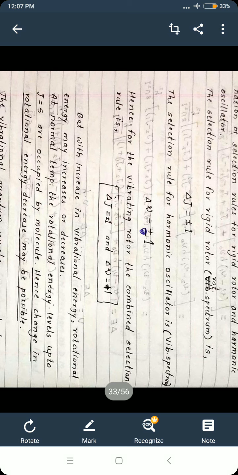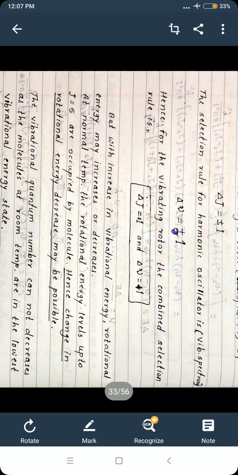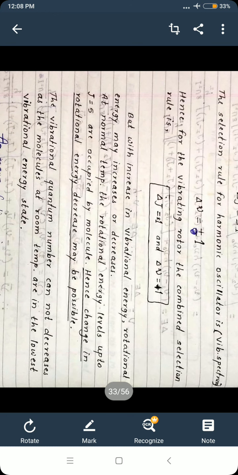Similarly, for vibrational, delta v is also plus or minus 1. But here, remember that during excitations, with an increase in vibrational energy, only delta v plus 1 is possible; delta v minus 1 is not possible. But at normal temperature, the rotational energy levels up to J5 are occupied by molecules. Therefore, a decrease in rotational energy may be allowed here, that is, delta J plus 1 as well as minus 1 is possible. But delta v is plus 1 only.